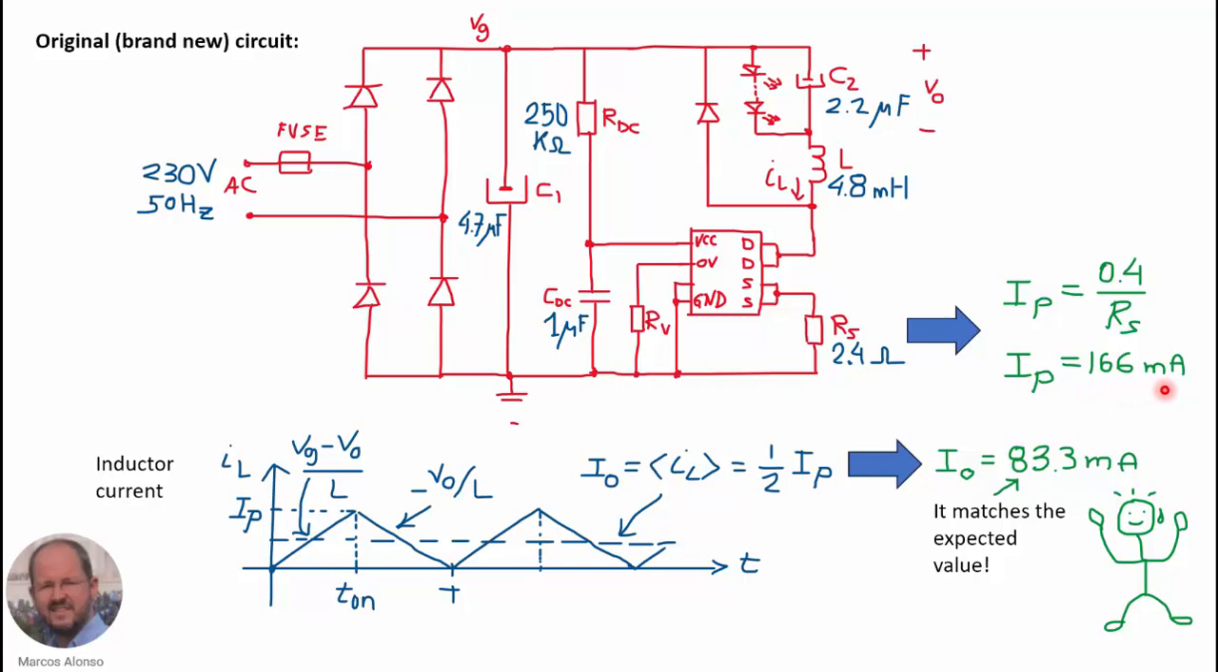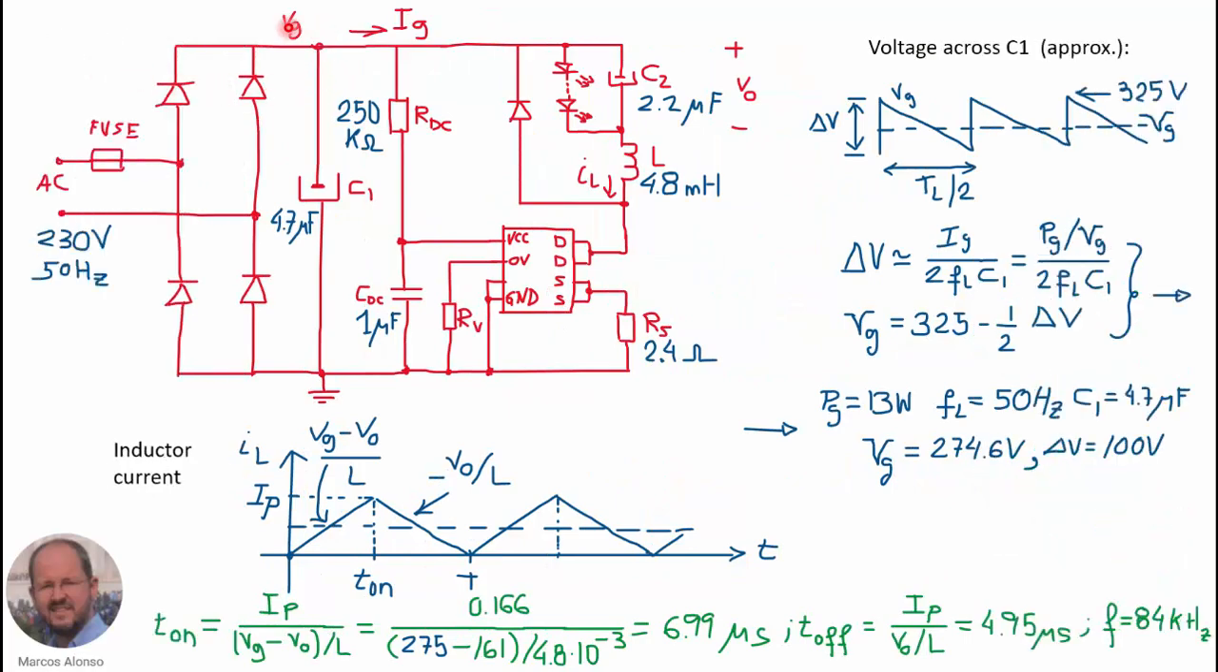is 166 milliamperes. And then because we are operating in the critical conduction mode, the average current that is going to circulate through the LED array is 1/2 times the peak value IP. So this means that we will get an average current through the LED array of 83.3 milliamperes. And it matches the expected value that we have seen before from the characteristic of the LED array and the power of the lamp, which is around 13 watts. It's also interesting to calculate the DC voltage that we are applying to the buck converter.